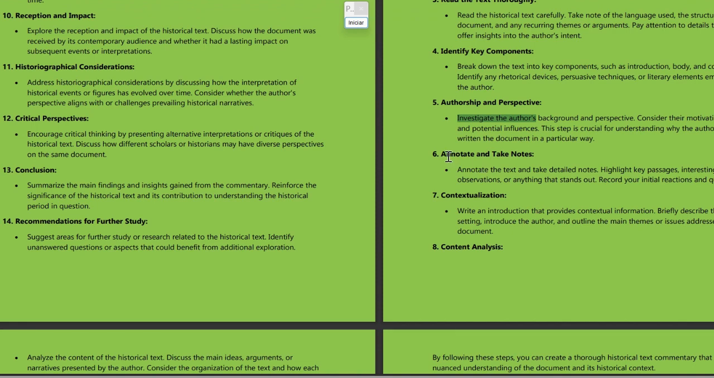Number six, unauthentic notes. The contextualization. This is the third time I mention this because, as the key component and on the authorship and perspective, the contextualization is very important to know and develop it.